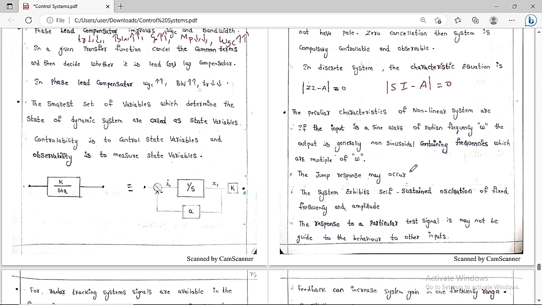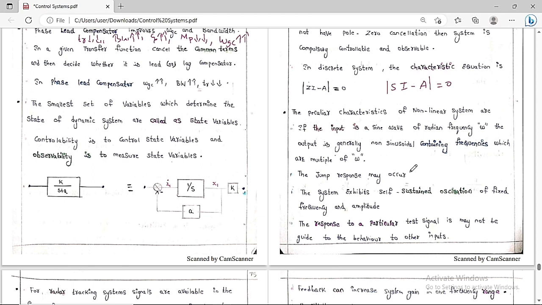In simple words, even though the input has a frequency omega, the output signal frequency can be omega and can also be multiples of omega. There is also a jump response, a sudden change in output, that we can see. The system is going to exhibit self-sustained oscillations of fixed frequency as well as amplitude. And the response to a particular signal may not be a guide to the behavior for other inputs.